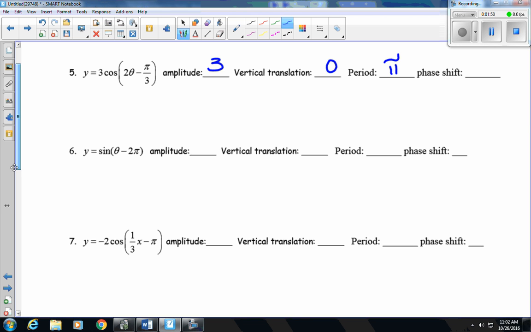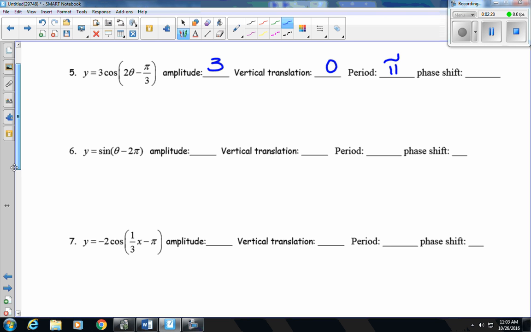All right, now, phase shift. Formula for phase shift is the opposite of whatever's in parentheses. So I know that my phase shift will move to the right, because that's a negative sign. And the formula is C over B. So pi over 3 divided by 2. It's pi over 6. That is correct.